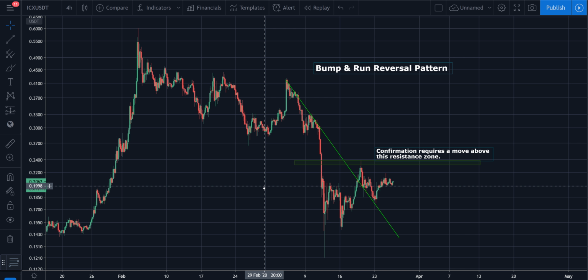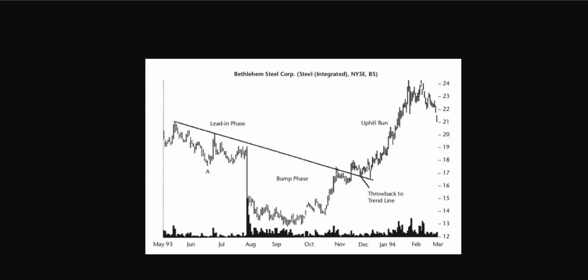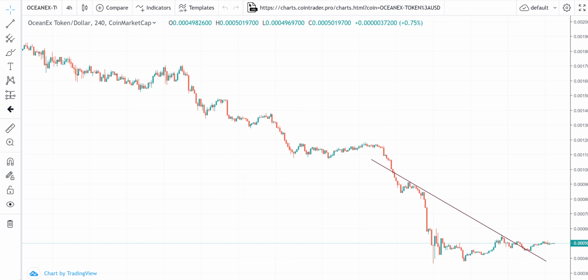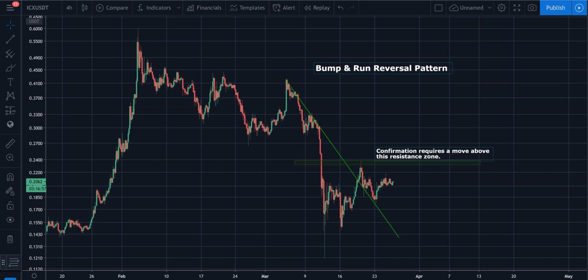So first, I'll show you guys the pattern. The pattern is the bump and run reversal pattern. As you can see, there's some sort of bump and you get thrown over that resistance over here. It looks almost like an inverse head and shoulders, and this brings you up to about where the downtrend began. So let's head over to the ICX chart.